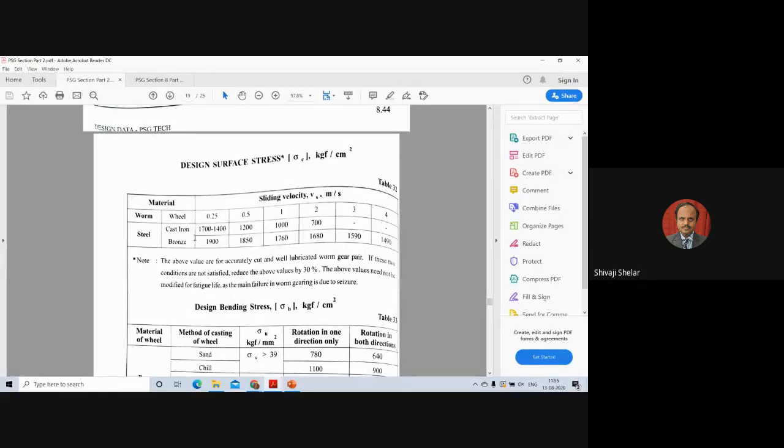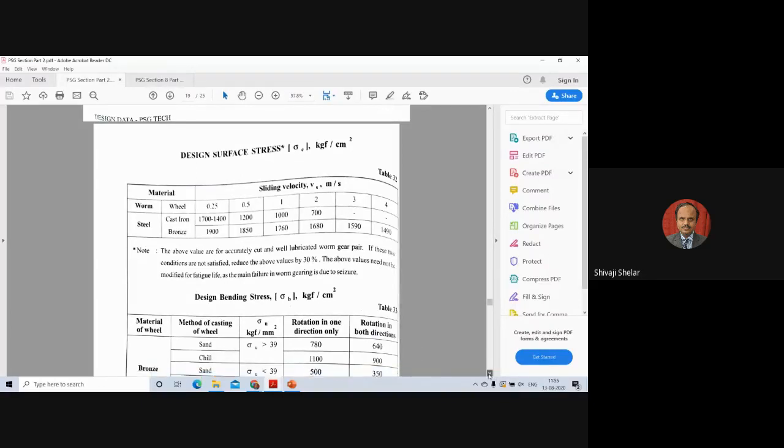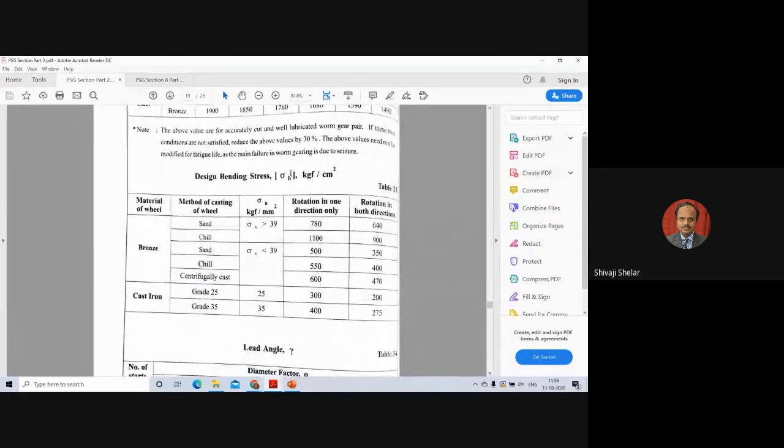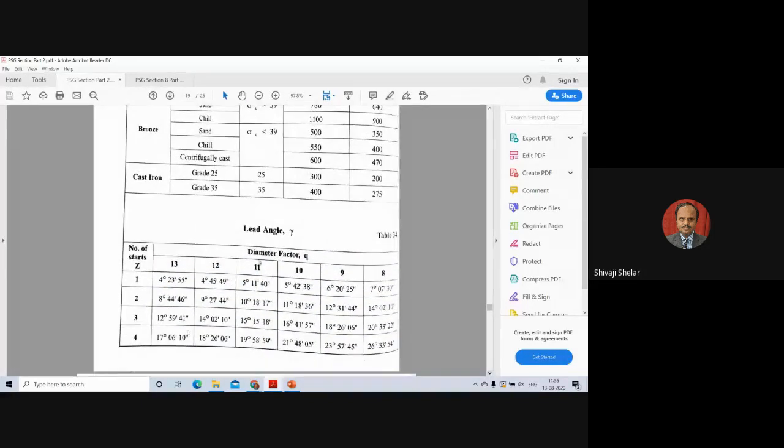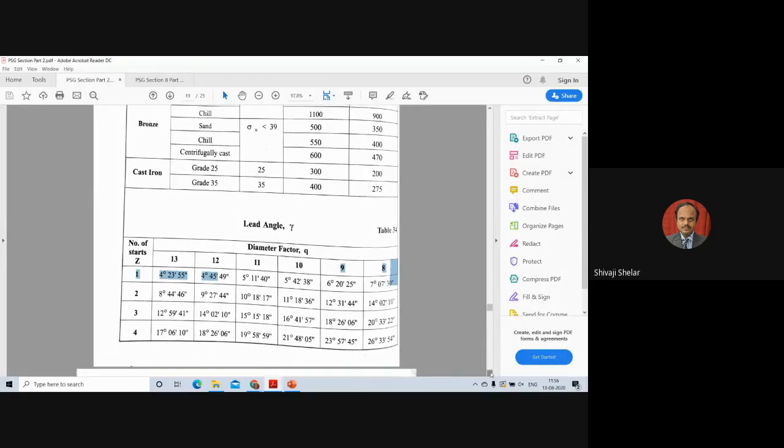So why do we use bronze material? Bronze can take care of frictional stresses in a better way, so it can dissipate heat properly. These are the VS values. Then there is a sigma B value based on your material, bronze or cast iron, which will be taken from this table. Then there are standard lead angles based on your Z value and Q value. Sometimes you don't need to do the calculation, as it is already given. If you know the number of starts and the Q value, you have the direct calculation available from this table. You don't have to use a calculator.